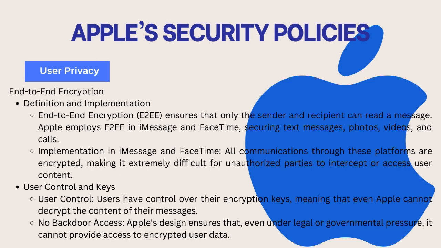Apple employs E2EE in iMessage and FaceTime, securing text messages, photos, videos, and calls. Implementation in iMessage and FaceTime: all communications through these platforms are encrypted, making it extremely difficult for unauthorized parties to intercept or access user content. User control: users have control over the encryption keys, meaning that even Apple cannot decrypt the content of their messages, and there will be no backdoor access. Apple's design ensures that even under legal or governmental pressure, it cannot provide access to encrypted user data. Examples of this will be discussed later on.